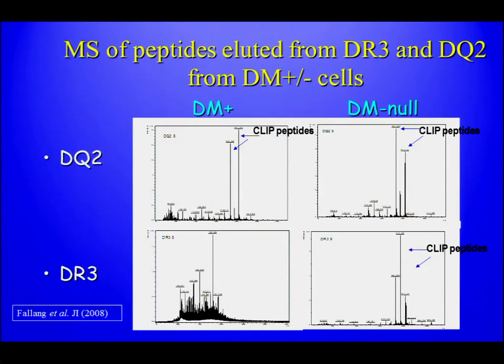Whereas if you express that same molecule in a DM expressing cell, then you have a whole forest of different peptides because DM has removed the CLIP peptide and a lot of other peptides have been put there in the groove in its place. The DQ2 molecule, surprisingly, whether it's expressed in a cell with DM or without DM, has a very similar pattern of the peptides that you can elute. And the primary peptides are CLIP peptides, whether DM is there or not. So that could either tell you that CLIP peptides have very high affinity for DQ2 and DM can't even remove them, or that DM has low affinity for DQ2 and it doesn't remove the CLIP peptides.